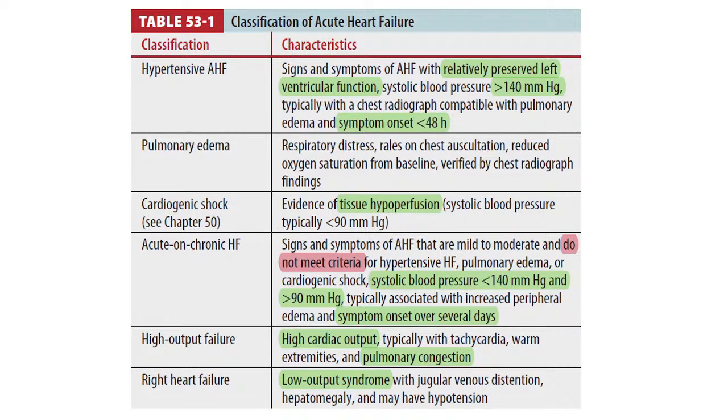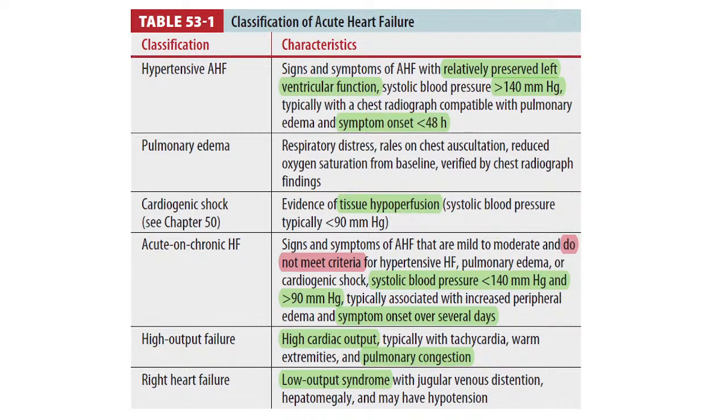millimeters of mercury. When coming on to acute and chronic heart failure, there will be signs and symptoms of heart failure, but that doesn't come up to the level of hypertensive heart failure, pulmonary edema, or cardiogenic shock. The systolic BP in this acute and chronic heart failure would be between 90 to 140 millimeters of mercury. Okay, and it is typically associated with symptoms of peripheral edema, and the symptom onset will be gradual. That may be over several days.